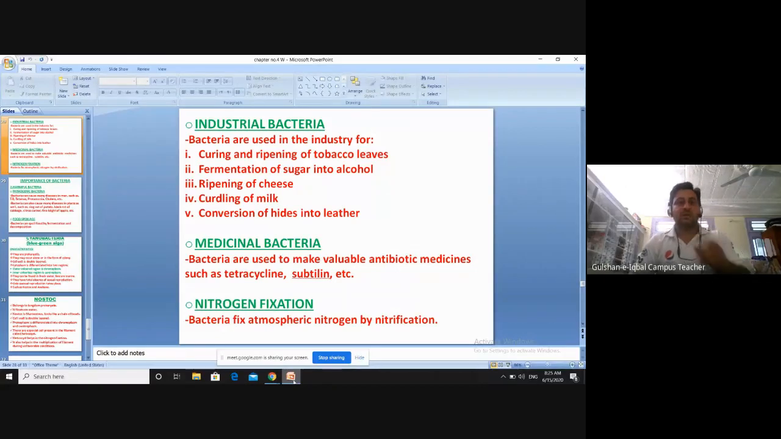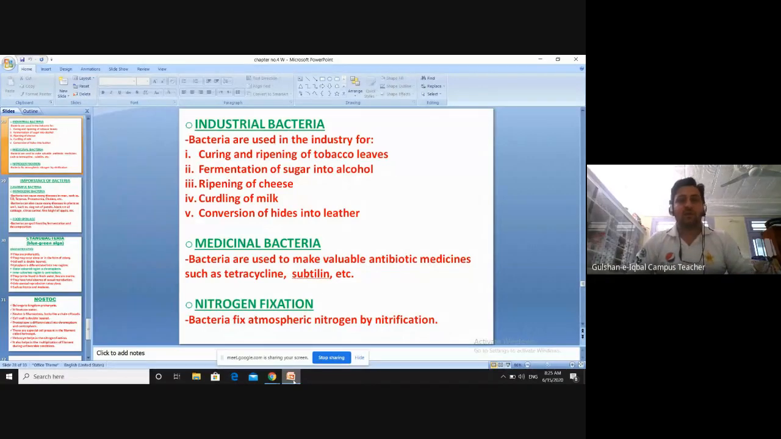Then curdling milk. Curdling milk means that you convert the milk into yogurt. So bacteria is needed for that purpose. You cannot convert milk into yogurt without bacteria. A rod-shaped bacteria, lactobacillus, is used for that, and we convert the milk into curd.